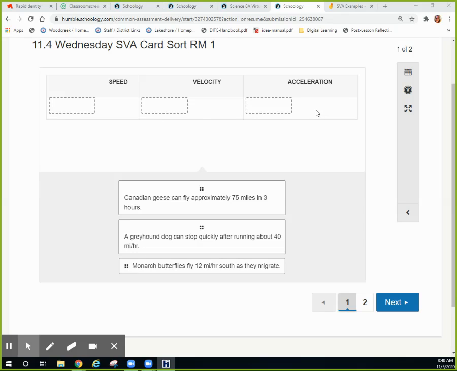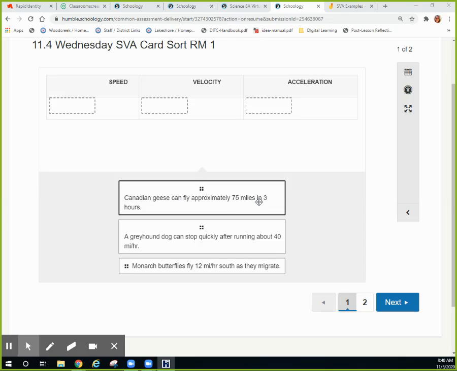And then you have acceleration, which is a change in speed or direction. So you're going to be looking for keywords really heavily with acceleration. The first one we have to do says Canadian geese can fly approximately 75 miles in 3 hours. If we look at our key terms, the most important things I get from this answer is 75 miles, which is distance, and 3 hours, which is time. So I think that this is speed because they gave me a distance and time.